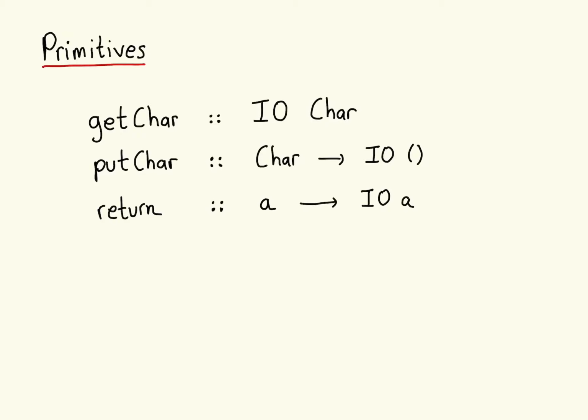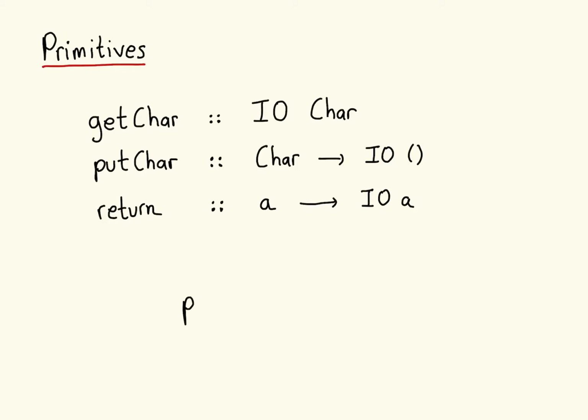So return 5, for example, wouldn't interact with the outside world. It would just immediately give you back the result value 5. And the way we think about this is it's kind of like a bridge between the pure world of values of type A and the impure world of values of type IO of A. And as we saw last day, you need to use this return function quite a lot when you're actually writing interactive programs. So we can illustrate this with a little picture.